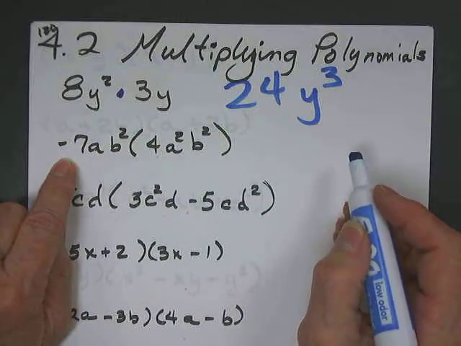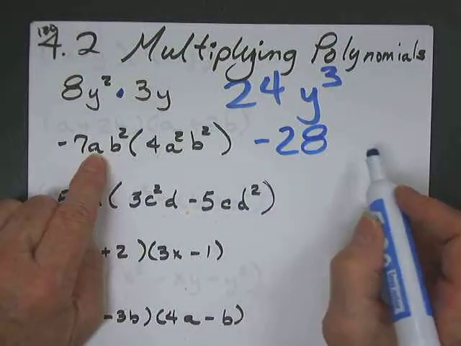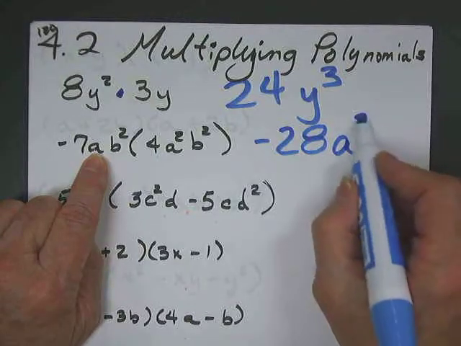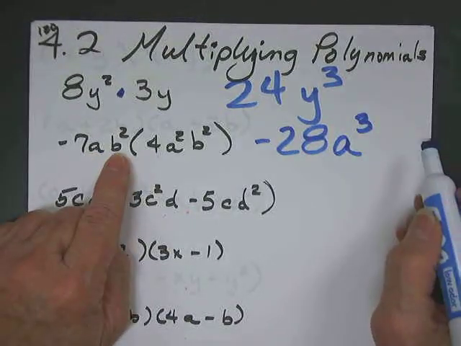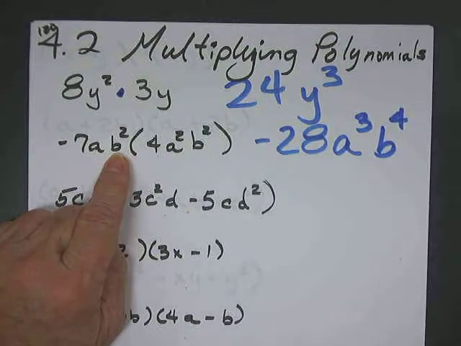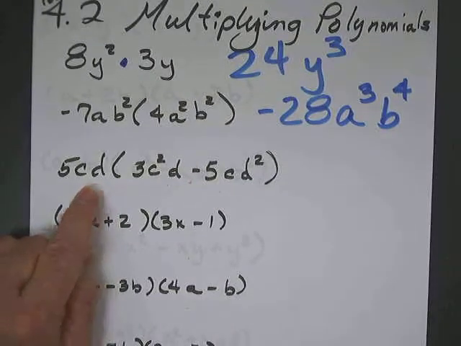8 times 3? 25. Y squared times y, y cubed. Okay, negative 7 times 4? Negative 28. A times a squared, a cubed. B squared times b squared, b to the 4th. It's not too hard, right?